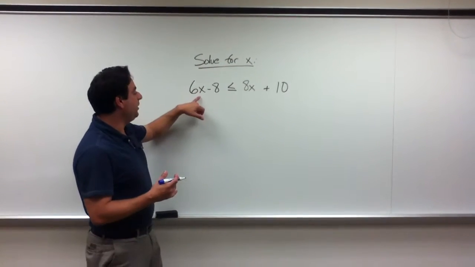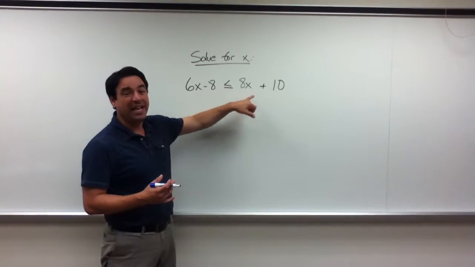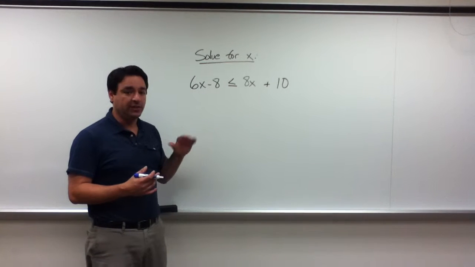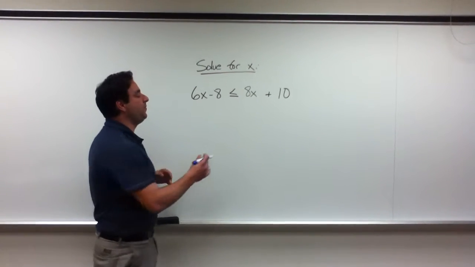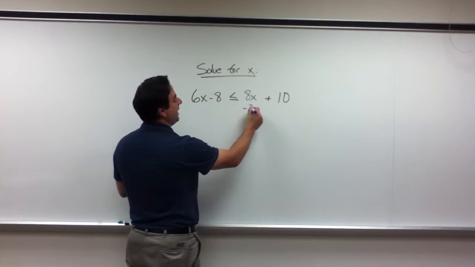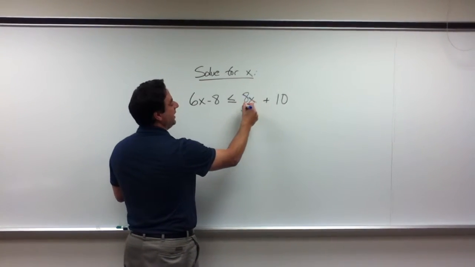But we have a variable on the left and a variable on the right, and we want them on the same side. What I like to do is put the variables on the left and the numbers on the right. So, we have an 8x. To eliminate that 8x, we're going to subtract 8x. 8x minus 8x is 0.